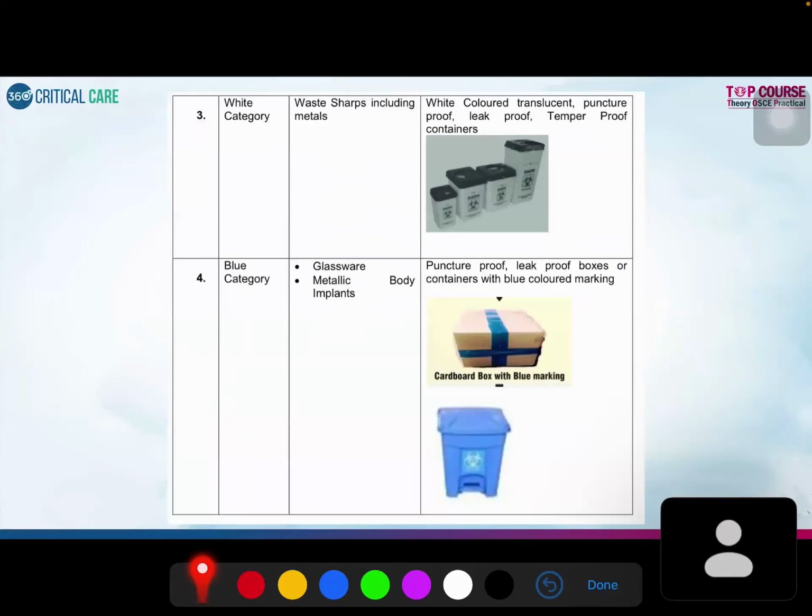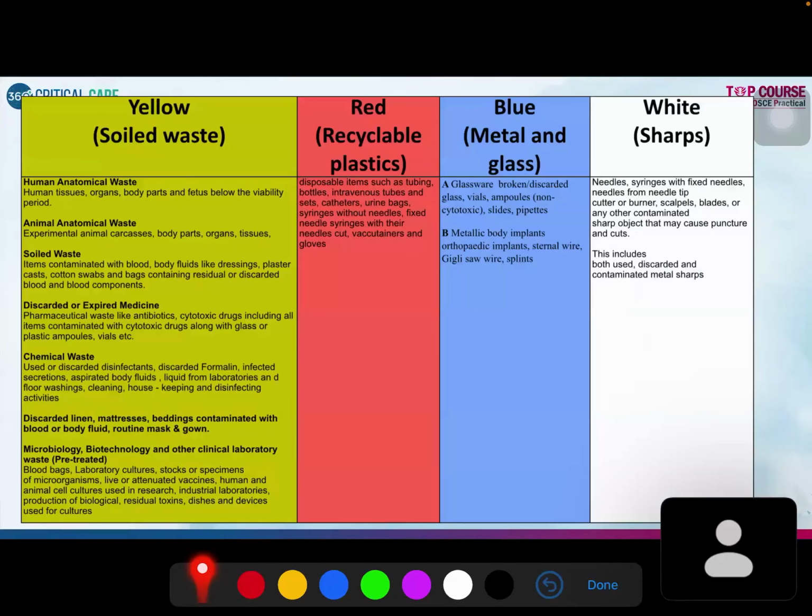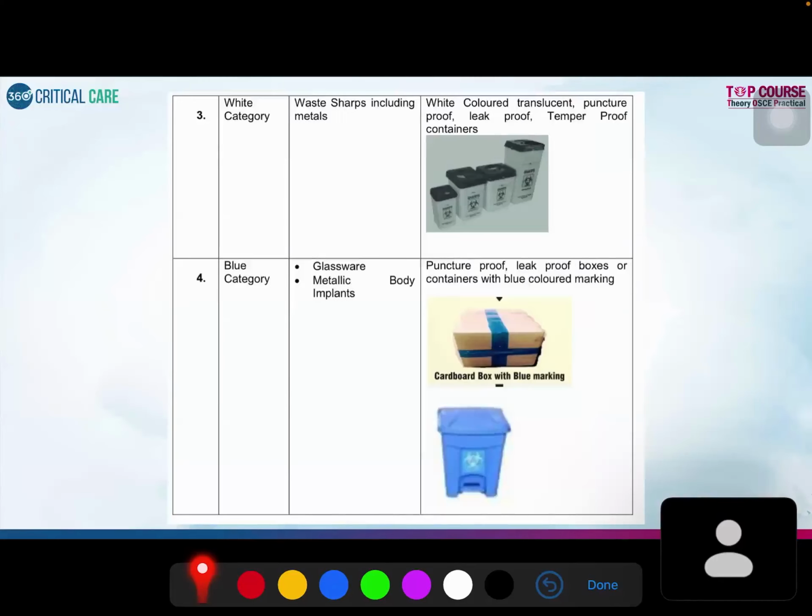Then comes your white category. White is for sharps. Now this sharp category will include all your needles, syringes with fixed needles, scalpels, blades, anything that can cause a puncture or cut. Okay. So this is put in a container which should be white colored. It has to be translucent. It should be puncture proof. Obviously, you're putting sharps in it. It should be leak proof and it should be tamper proof.